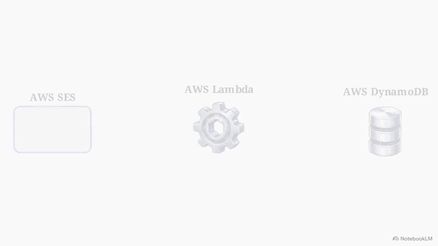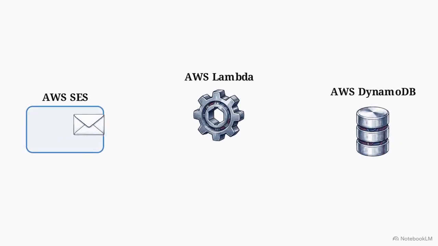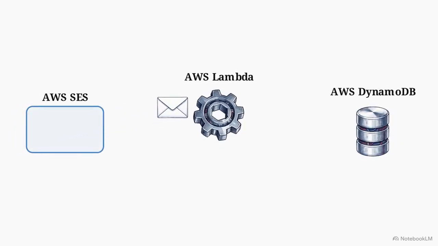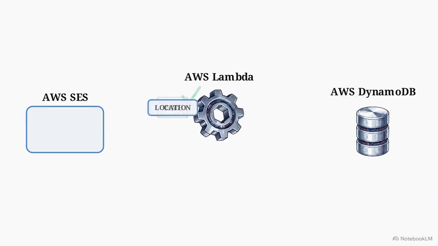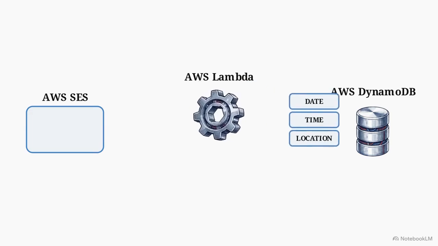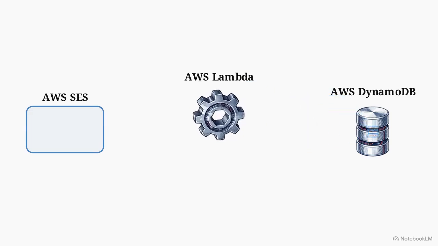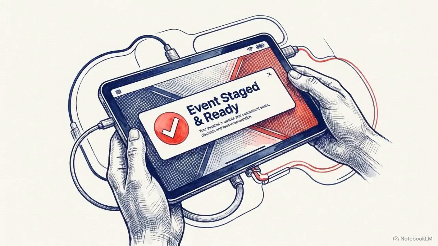This incoming payload immediately wakes up an AWS Lambda inbound processor, executing the automated ETL sequence. First, the Lambda function validates the request by checking the sender's email address against a master list of authorized users. Once authorized, the function parses the event parameters out of the email and commits them directly to an AWS DynamoDB table. To close the loop, AWS Simple Notification Service fires an email back to the organizer, confirming the event payload is staged and ready for distribution.